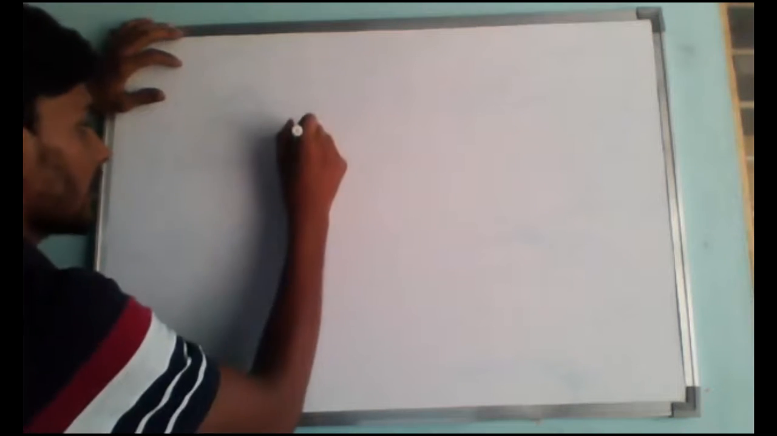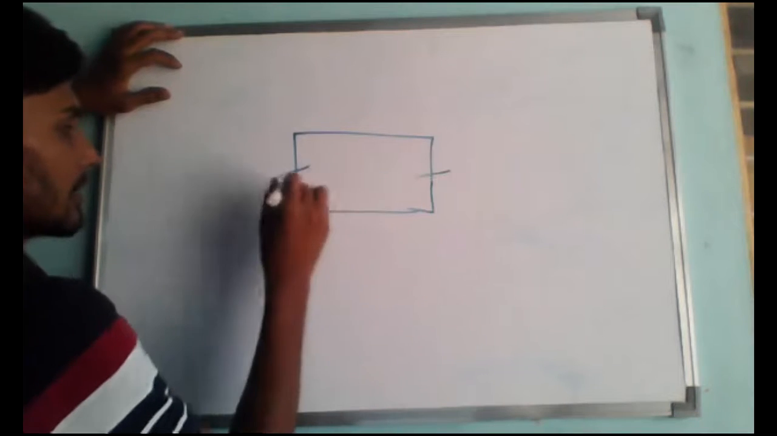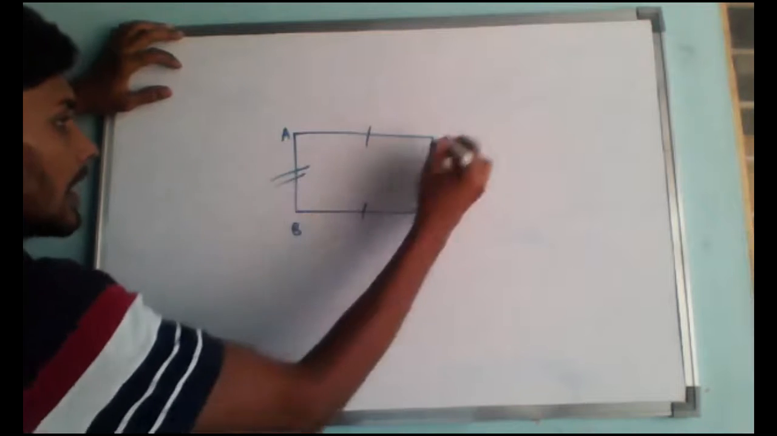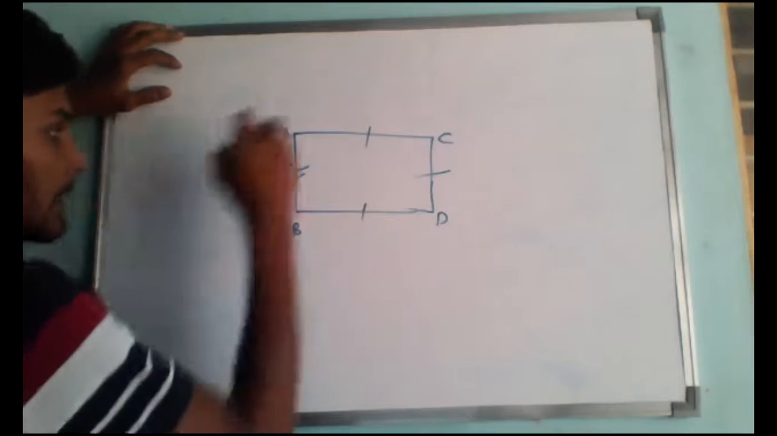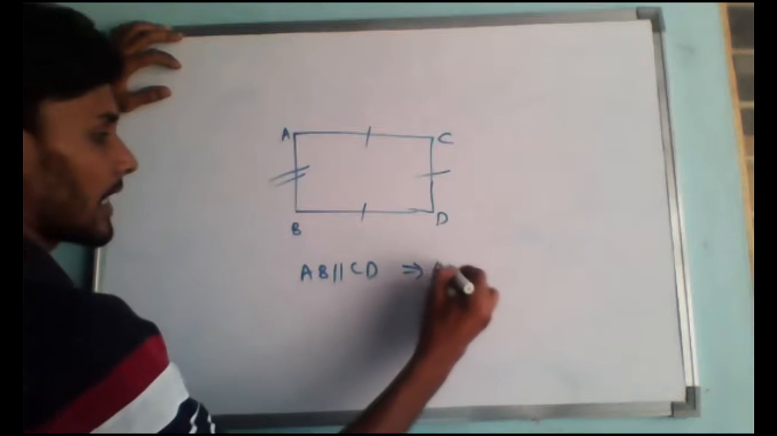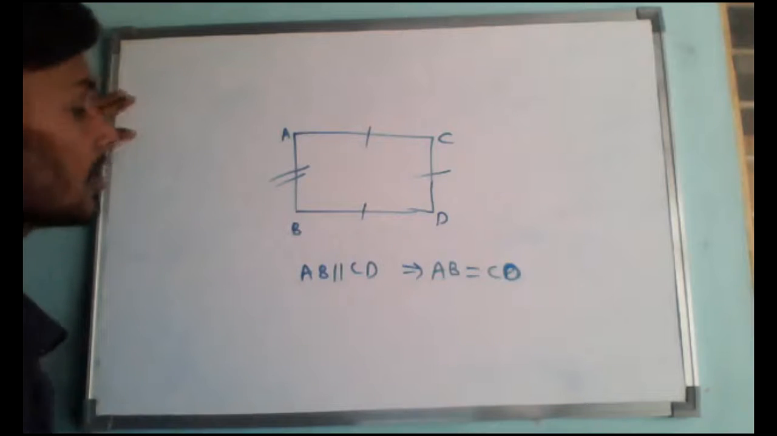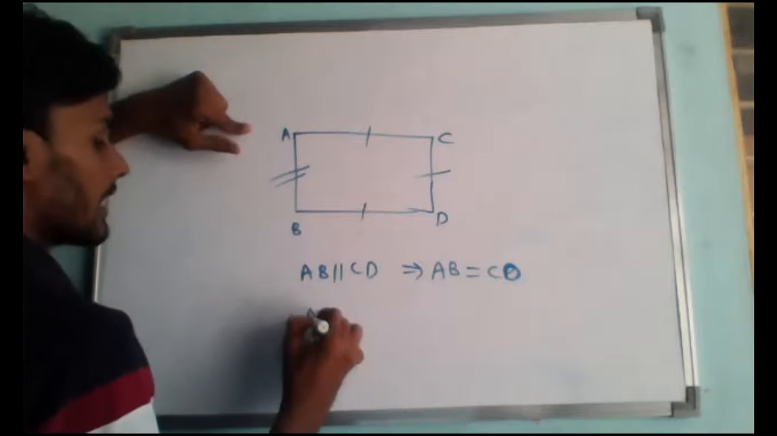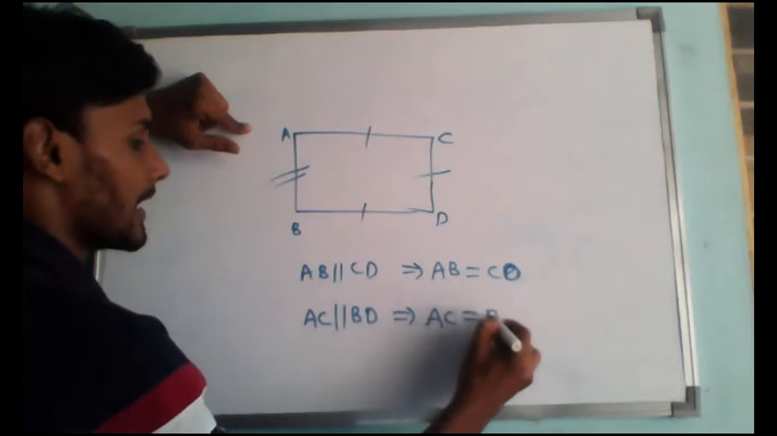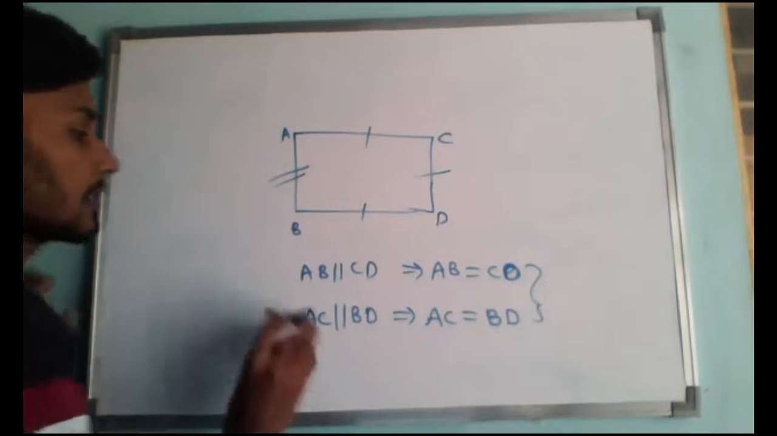Remember, in any rectangle or square, opposite sides are equal, as we know. Suppose this is AB and this is CD. AB is parallel to CD, so in place of AB, I can write CD. Likewise, suppose AC is parallel to BD, so in place of AC, can I write BD? I can write it or not? Yes, sir.